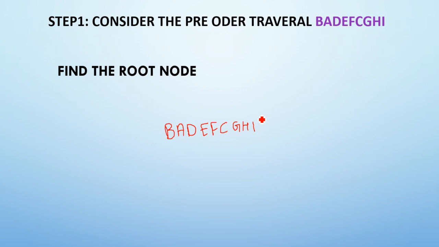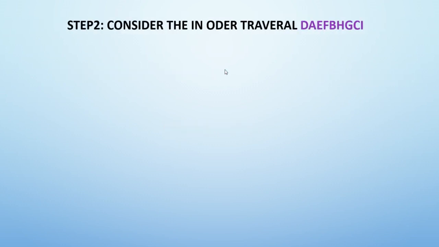And now we have to find the root node. If you remember, in pre-order, I have mentioned that first we travel to the root node. So whatever is the first element that you see, that is actually your root node. So in step 1, we have found the root node, and that is B.